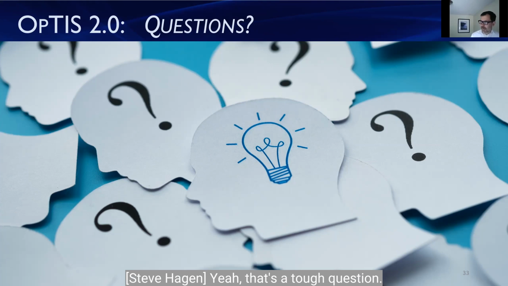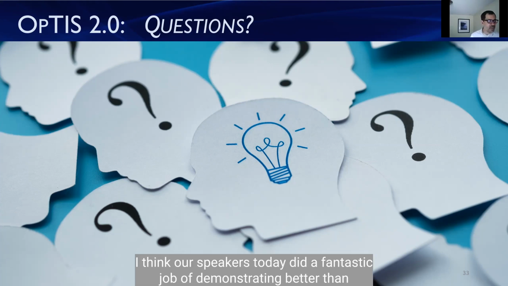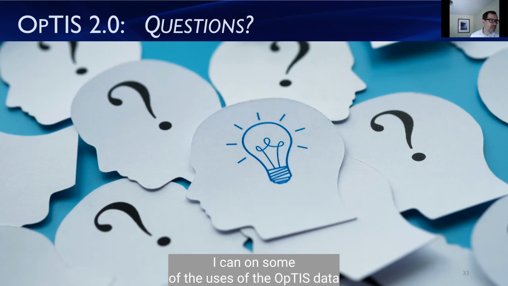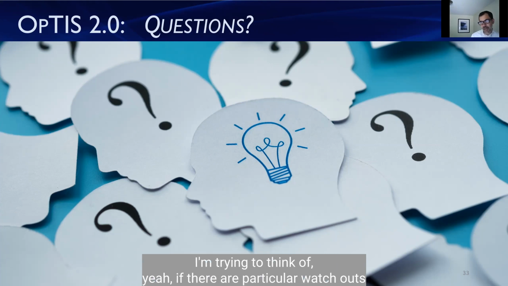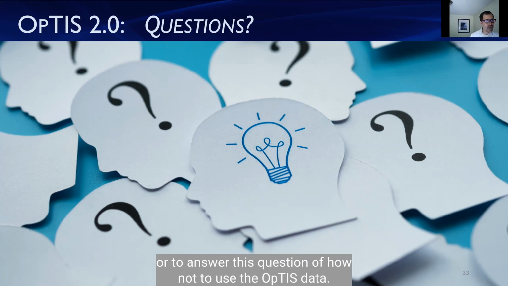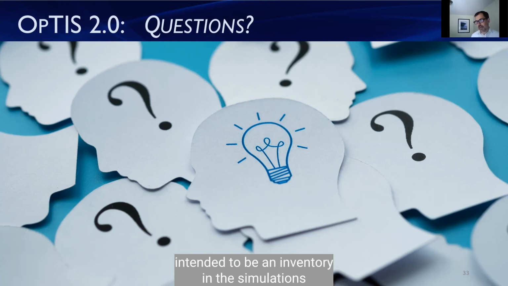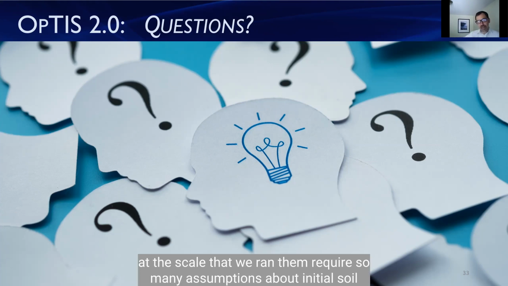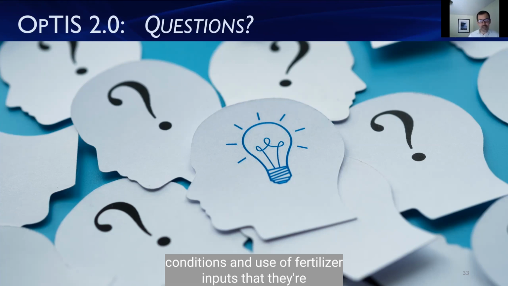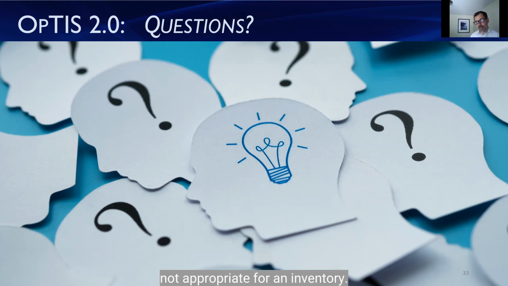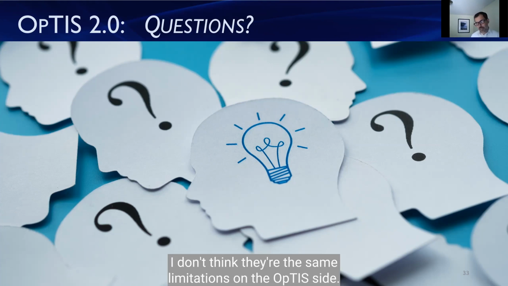Yeah, that's a tough question. I think our speakers today did a fantastic job of demonstrating, better than I can, some of the uses of the OpTIS data. I'm trying to think of particular watch-outs, or how not to use the OpTIS data. I think Bill highlighted limitations of the DNDC data and uses, in the sense that it's not intended to be an inventory, and those simulations, at the scale that we ran them, require so many assumptions about initial soil conditions and use of fertilizer inputs that they're not appropriate for an inventory. I don't think there are the same limitations on the OpTIS side.